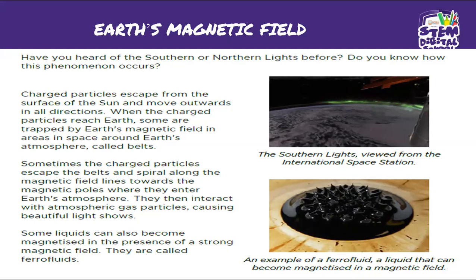Now let's look at this. Some liquids can also become magnetized in the presence of a strong magnetic field, and when they do, they are called ferrofluids. So it means some liquids that are metallic-like can be magnetized as a result of the presence of a magnetic field. A typical example is what you are seeing here: an example of a ferrofluid, that is a liquid that has become magnetized in a magnetic field.